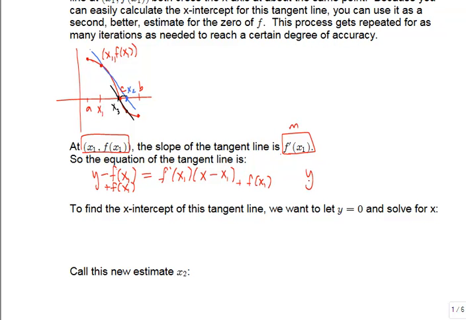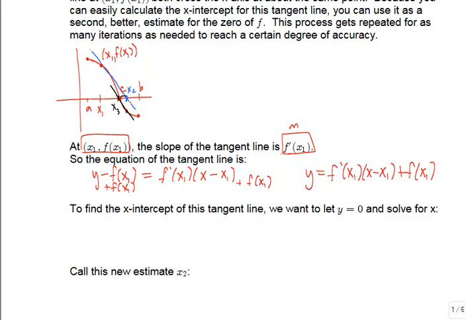So that gives me y equals f prime of x sub 1 times x minus x sub 1 plus f of x sub 1. Now, what did we want to do with this blue line? We were using this blue tangent line to get our next guess, this x sub 2. And this x sub 2 represented the x-intercept of that blue line, where that line hit the x-axis.